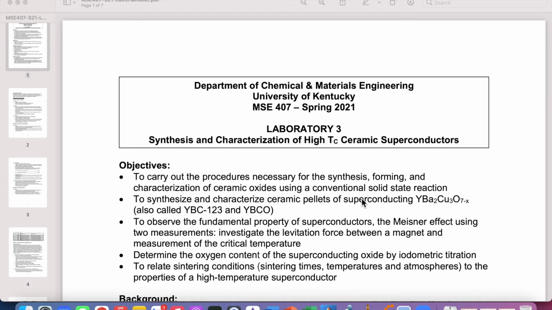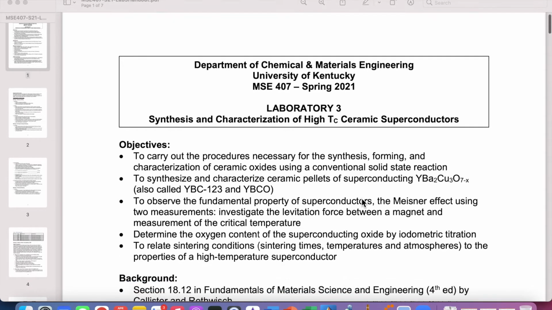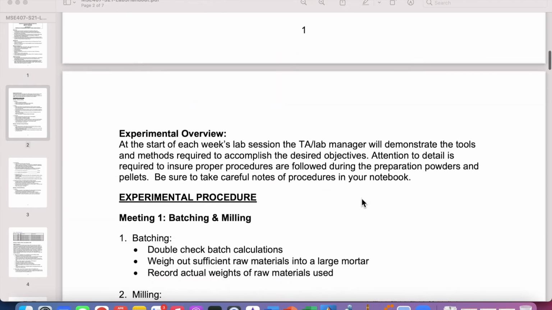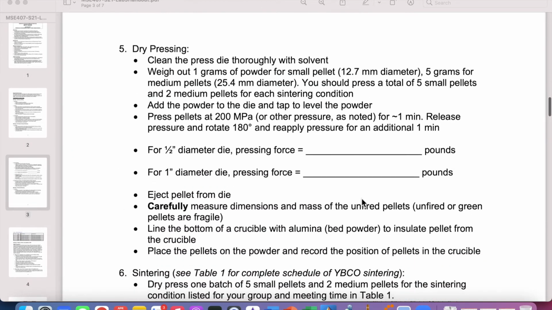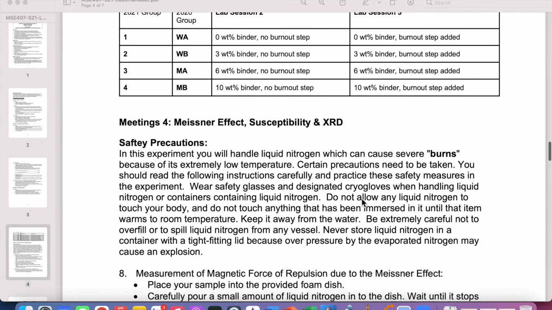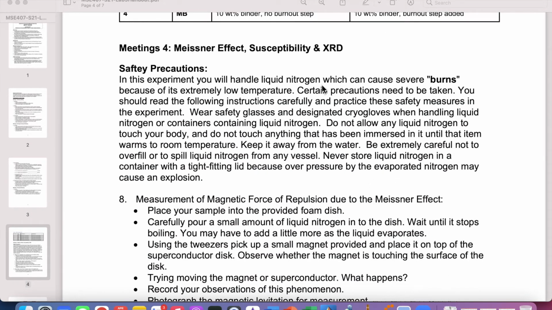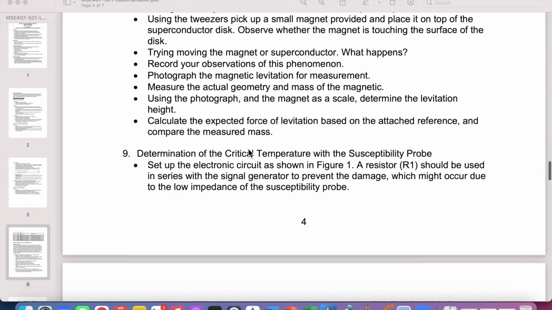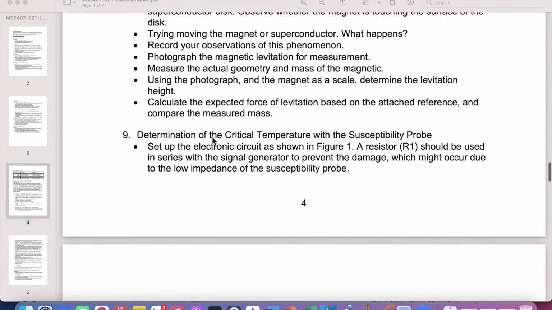So for this video, I want to go over the susceptibility analysis and some of the calculations for the MSE 407 Lab 3 on high temperature superconductors, particularly YBCO. Okay, so I'm here with the handout that I gave everyone, and if we scroll down to the part about susceptibility, this is in the fourth meeting. This is the determination of the critical temperature. So that's what we want to do with this measurement.